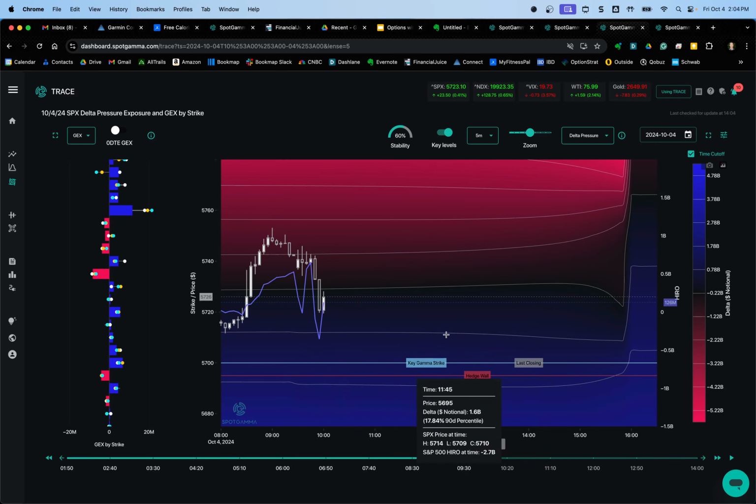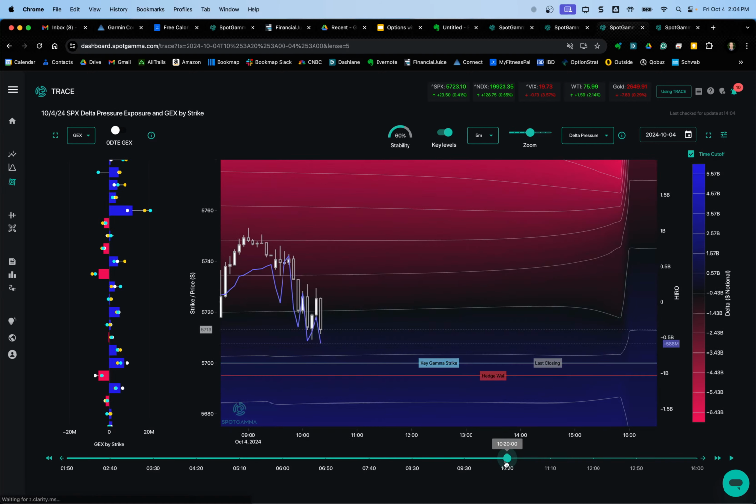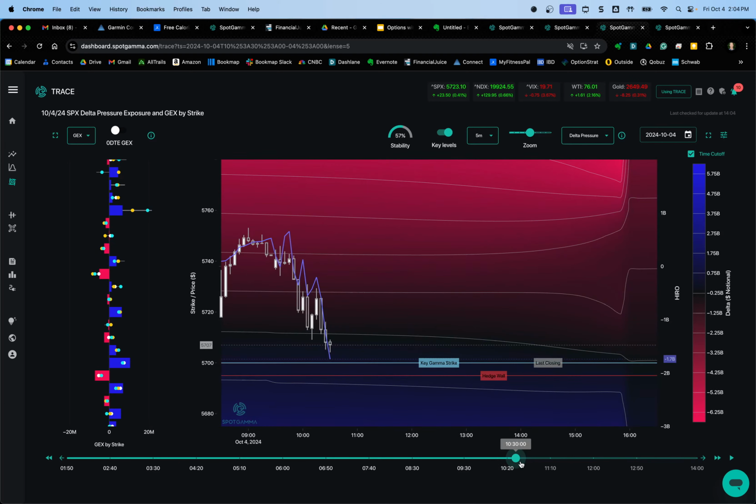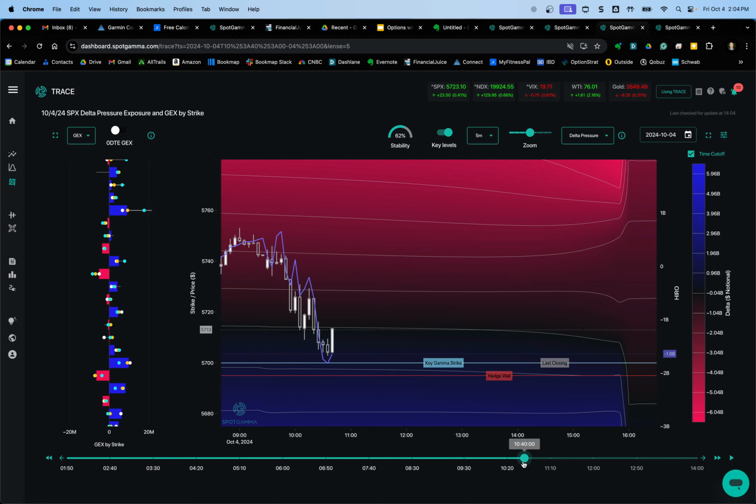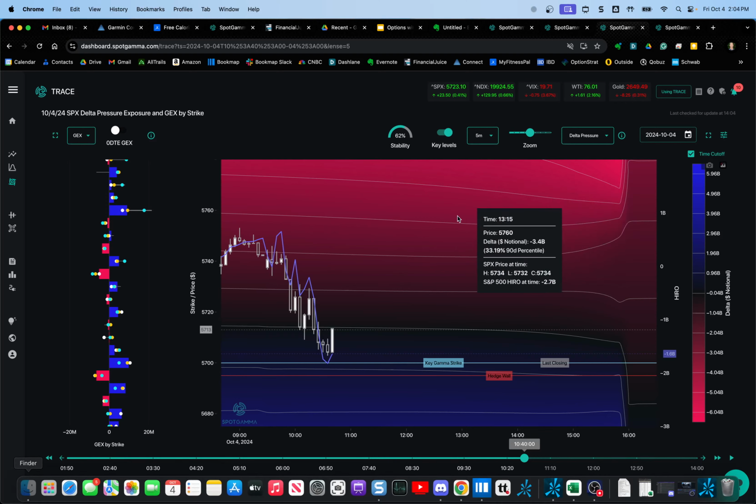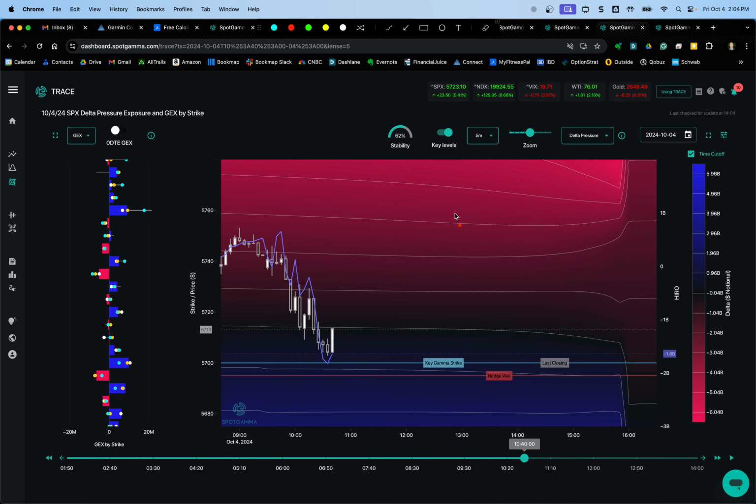So again, the blue zone now, positive delta pressure. Go back to right around 10:30. So note now the S&P 500 had moved down to this blue zone of buying pressure as it approached the 5700 key gamma strike. Let's go back, take a look at Hero.